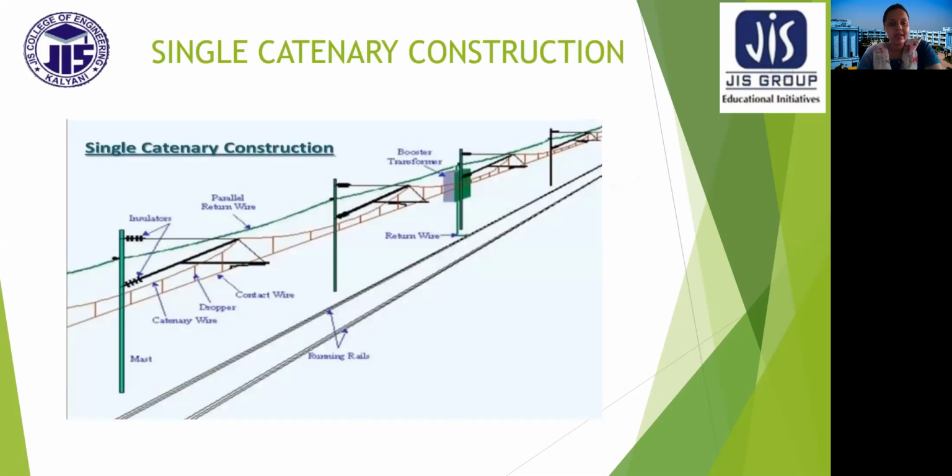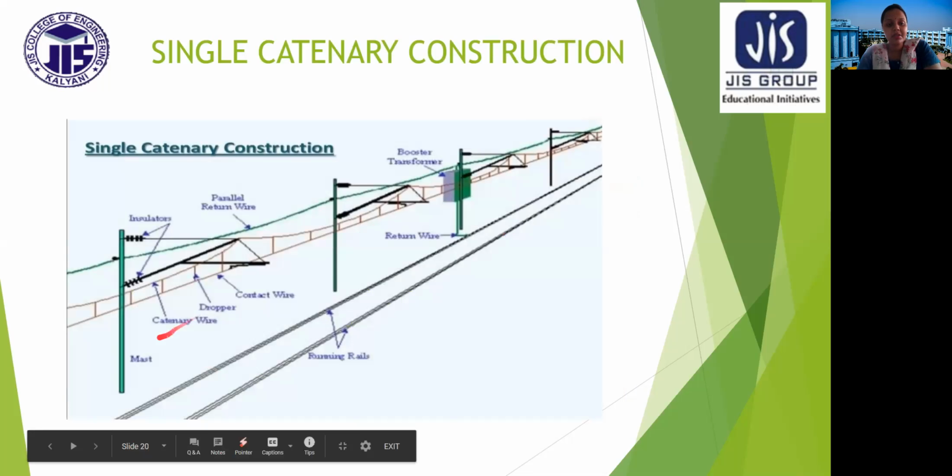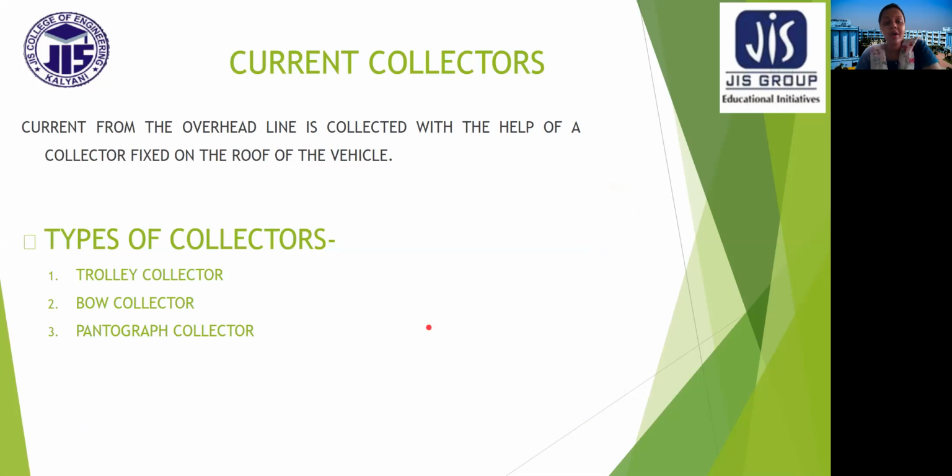Single catenary construction. See, this is the construction part of single catenary. Now current collectors. What are the different types of current collectors? These are trolley collector, bow collector and pantograph collector. Now what is the requirement of this current collector system? Its current from the overhead line is collected with the help of a collector fixed on the roof of the vehicle.